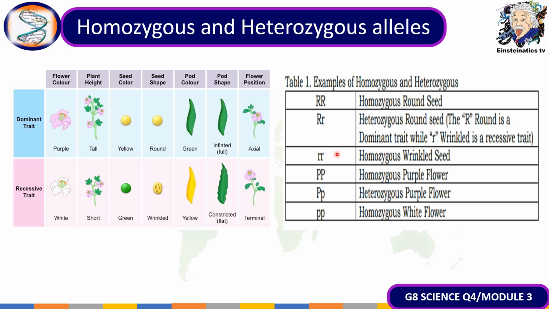And then we have here, homozygous wrinkled seed. So, this one, since pareho siyang recessive, so ito, makikita na ngayon yung karaniwang masked trait against the dominant trait. So, this is known as homozygous wrinkled seed. It is important to remember na pwedeng ma-express yung recessive trait or recessive allele pag both alleles of being recessive are present, as based on the example here.